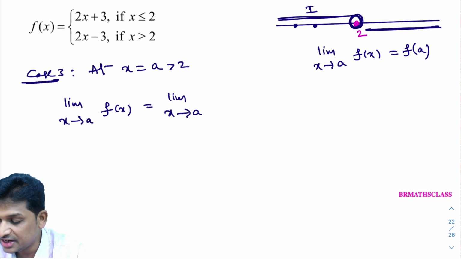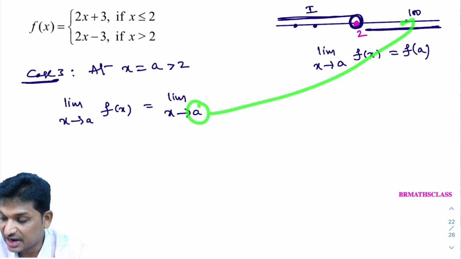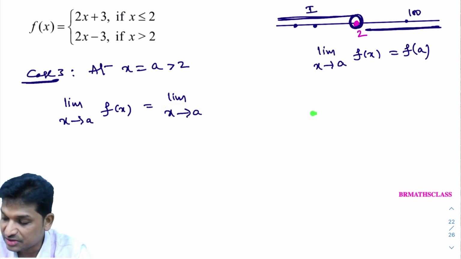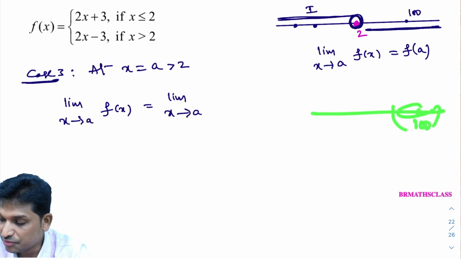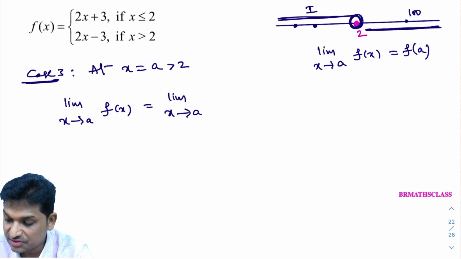What function to choose? Here a value is greater than 2. For example, I will take a value as 100. When a value is 100, x approaches 100 means all x values are in the neighborhood of 100. Somewhere 2 is there, but in the neighborhood of 100, all values are greater than 2. So which function to choose? It is very simple. This function.